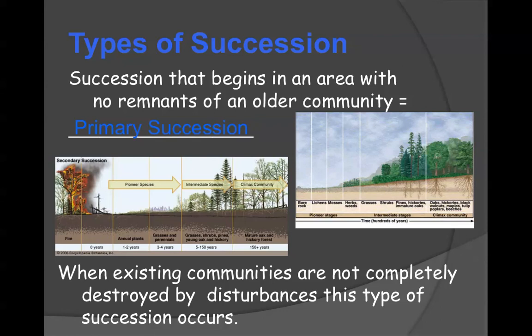So that's this picture right there that just showed up. When existing communities are not completely destroyed, so there's some topsoil already there, we call that secondary succession, like a fire that you see in the next picture.